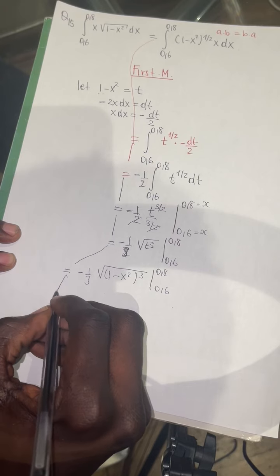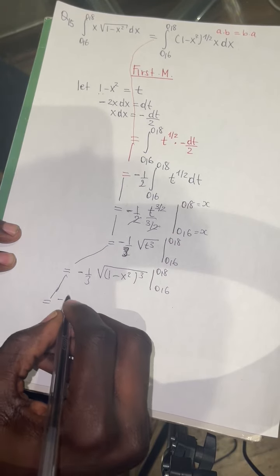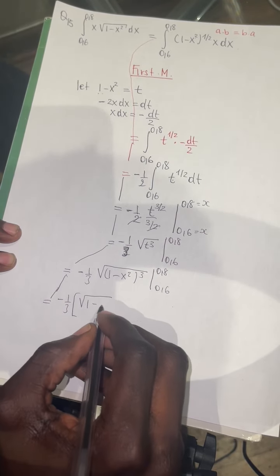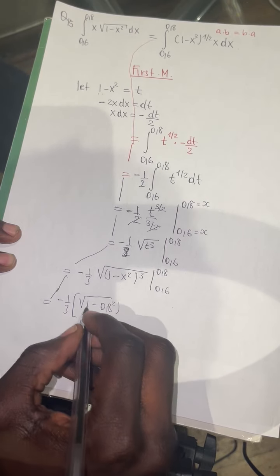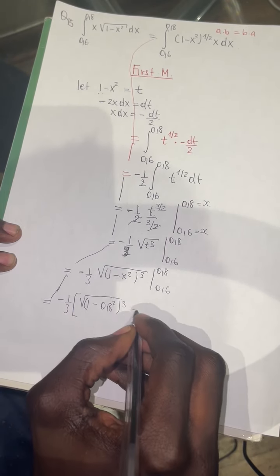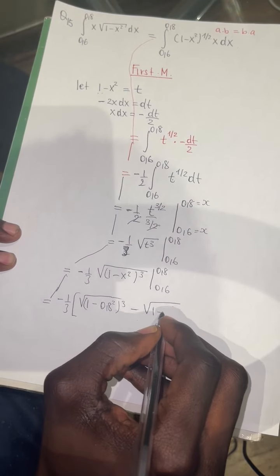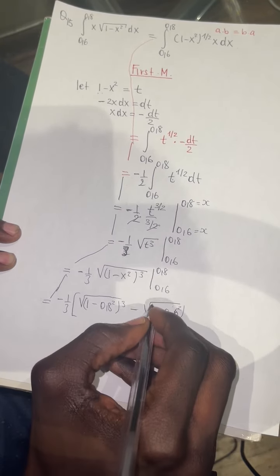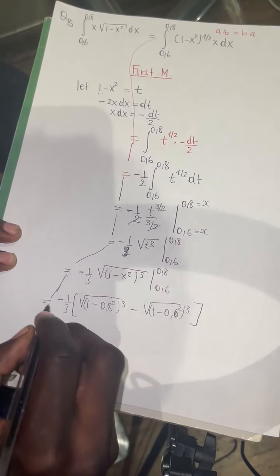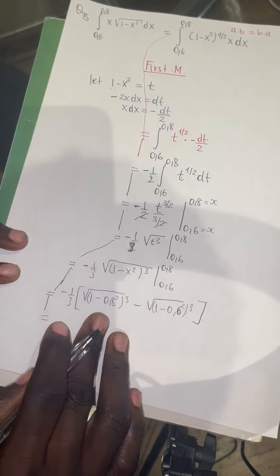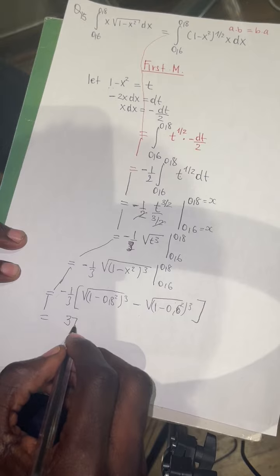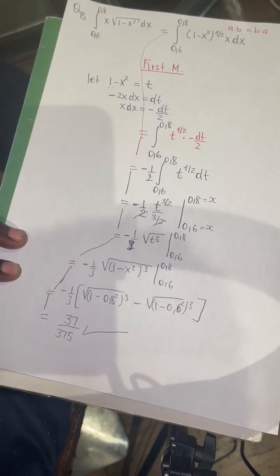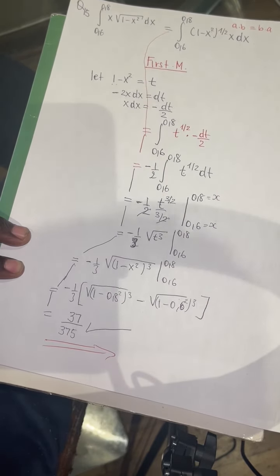So what you guys will do now is just put negative 3, and then you open your bracket. You're going to have 1 minus 0.8 squared and then everything to power 3, minus 1 minus 0.6 squared to power 3, and then you close. So if you take your calculator, you should be able to find 37 over 375. So this is how this question can be solved.